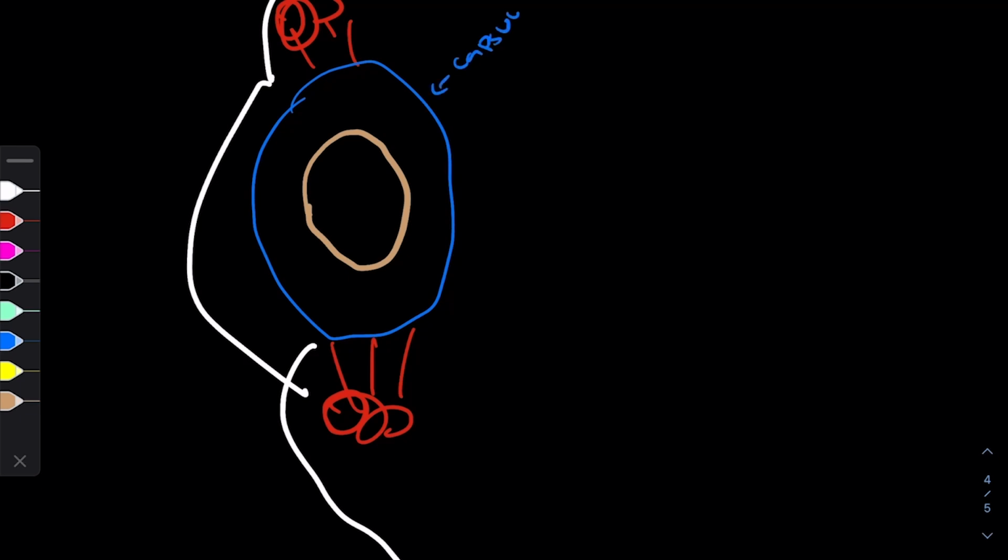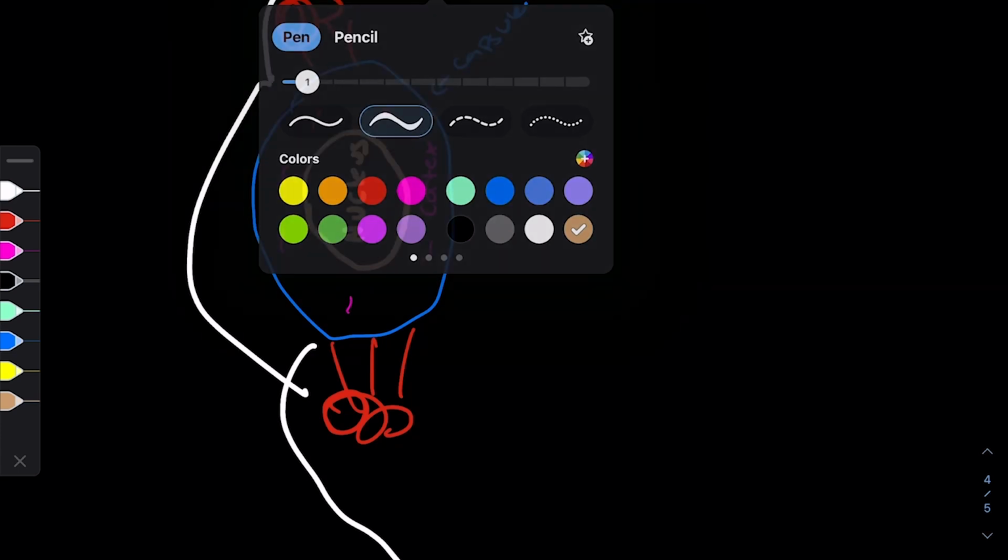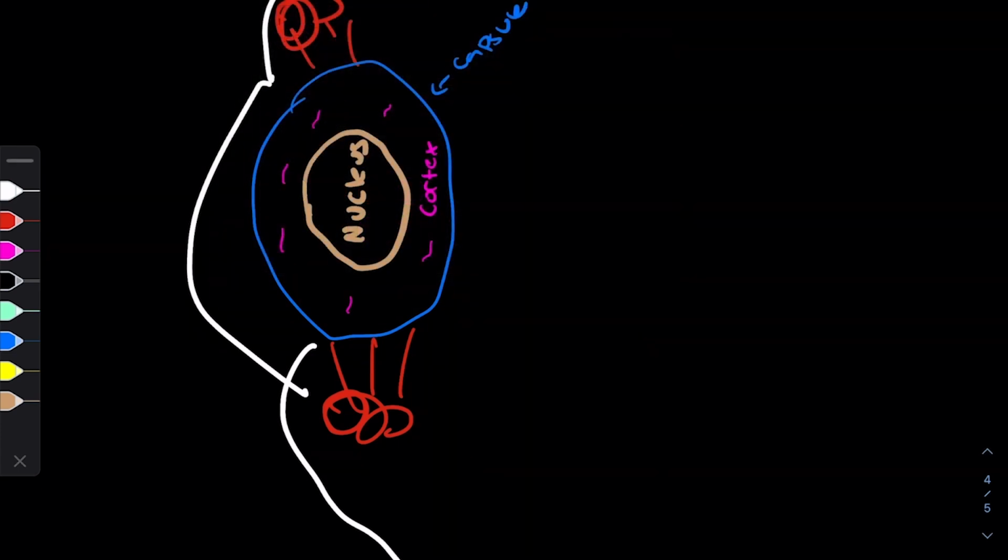Everything I've drawn here is called something. So the outermost part of the lens is called the capsule. The middle of the lens is called the cortex. And then the very middle of the lens is called the nucleus, in brown. And it's important to focus on the nucleus here because that's where the most common type of cataract occurs. Nuclear cataracts are the ones you get from old age, and you can actually do surgery to take it out.